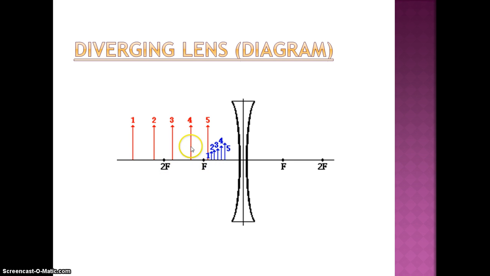Now on to the third and fourth scenario. These 2 are both placed in between the focal point and twice the focal length. Just like the first and second images, they are smaller, upright, and imaginary. And this includes the 5th one as well. It is placed inside the focal length and the lens, and it is still smaller, upright, and imaginary. So with a diverging lens, you're always going to know that when an object is placed, it's always going to be smaller, upright, and imaginary.